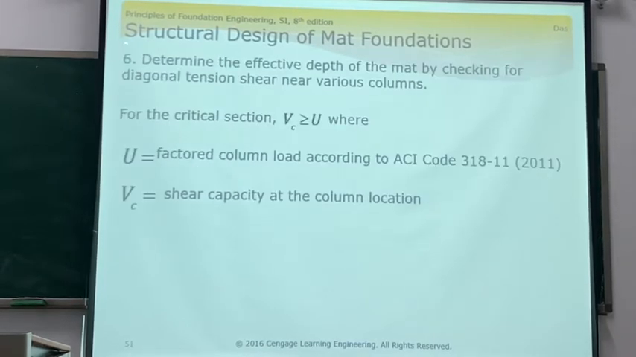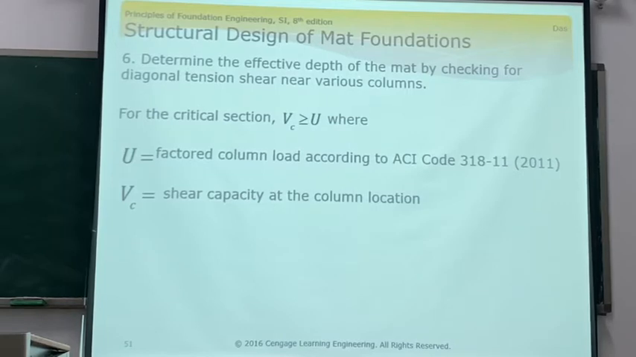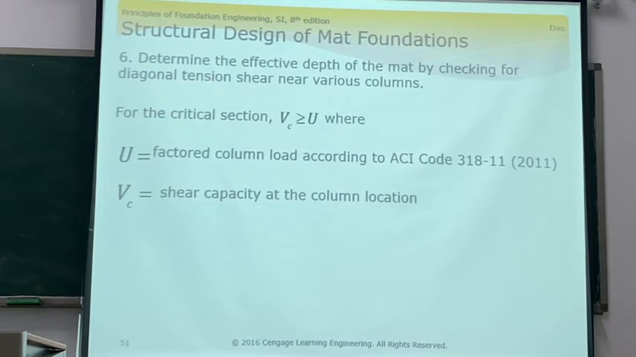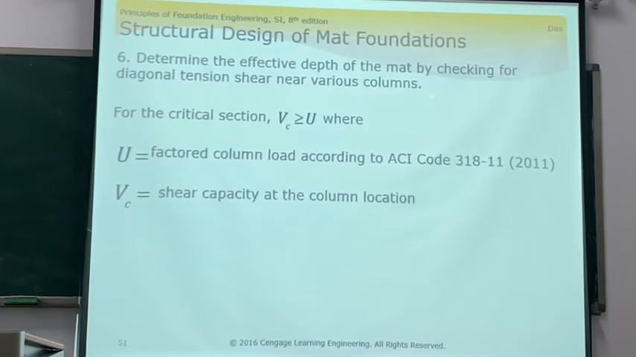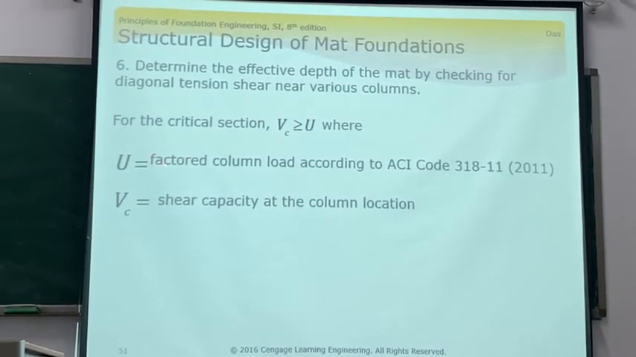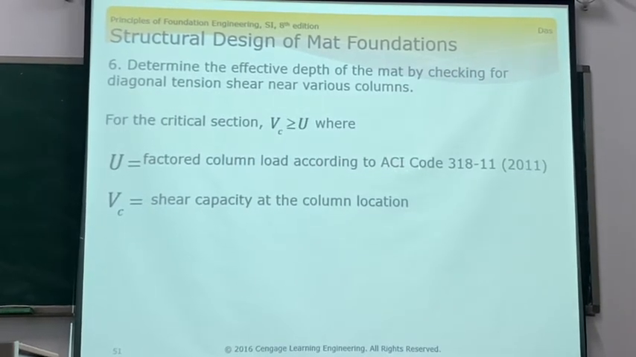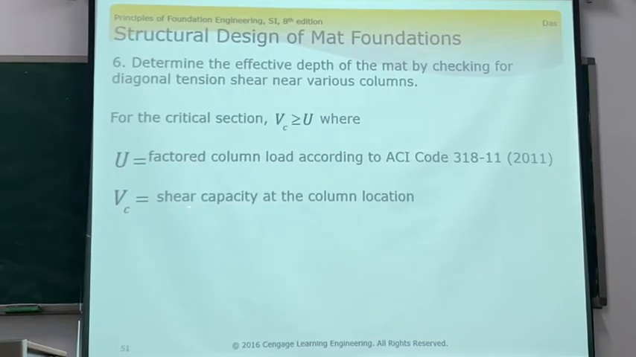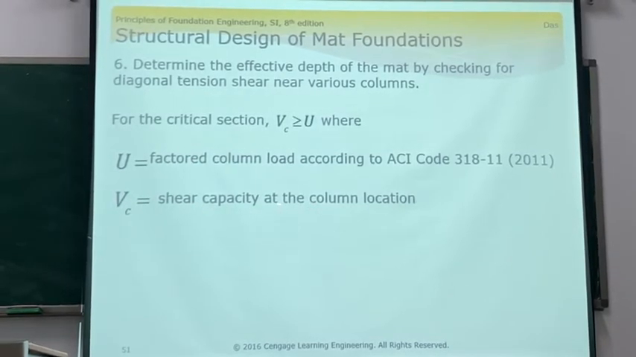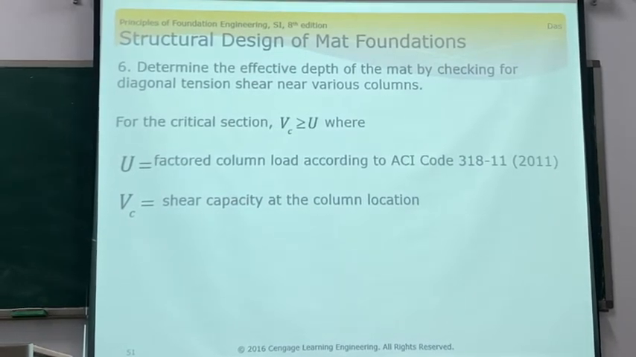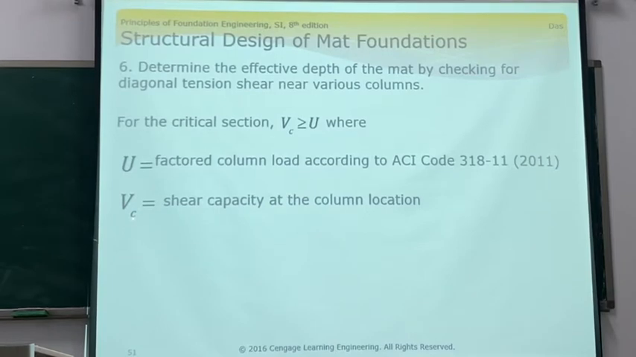And step 6, you determine the effective depth of the mat by checking for diagonal tensile shear near various columns. For the column loads, we see it is bigger than the U. U is the effective column load according to the ACI code. Yeah, this is the ACI code. This VC is the shear strength of the concrete, from the materials. Maybe you use the concrete, you can calculate the VC.